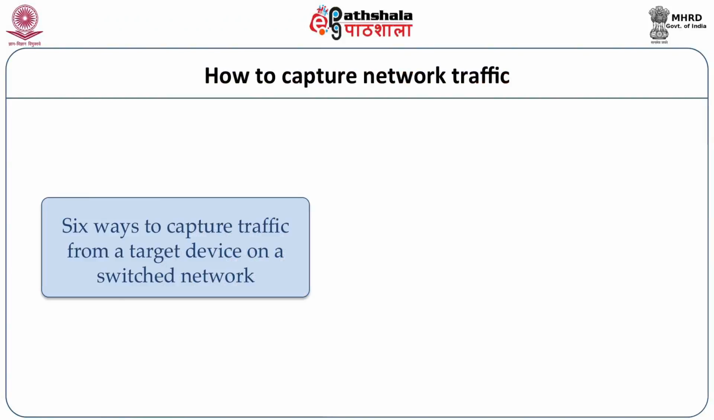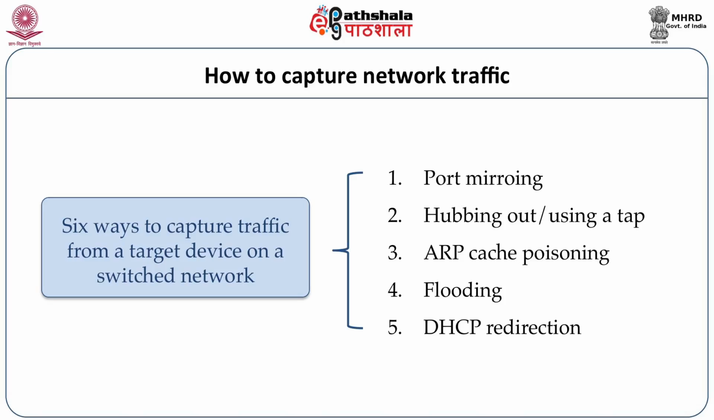If we want to do packet analysis, the first question is how to capture the network traffic. There are 6 ways to capture the traffic from a target device on a switched network. The first is port mirroring, the second is hubbing out using a tap, then ARP cache poisoning, flooding, and DHCP redirection.